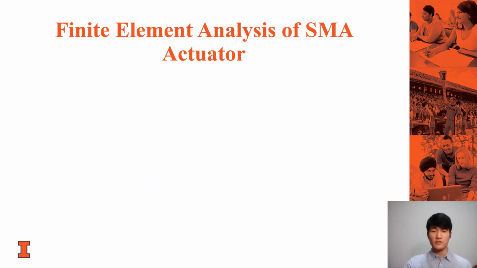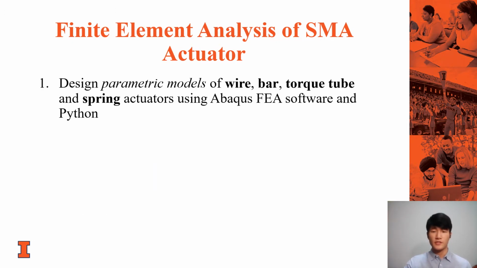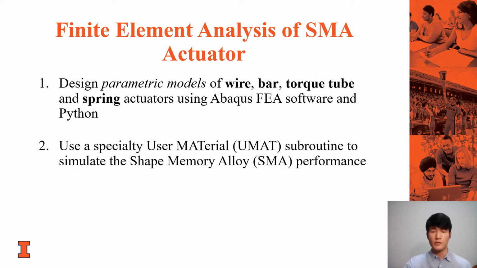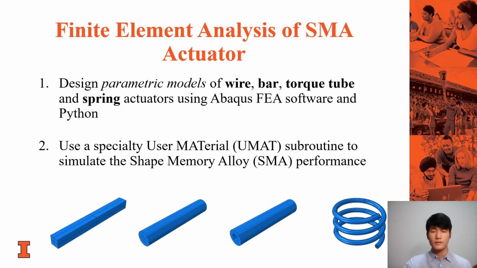Here are the main goals of my project. First, I'll design the parametric models of various forms of actuators including wire, bar, torque tube, and spring actuators using Python. Then, I'll use the user material subroutine of Abaqus to simulate the SMA performance of the models and study how different input variables affect the SMA actuator performance. The images below are the parametric models that I built. They have various functions including partitions and geometry sets that are very useful for efficient meshing.